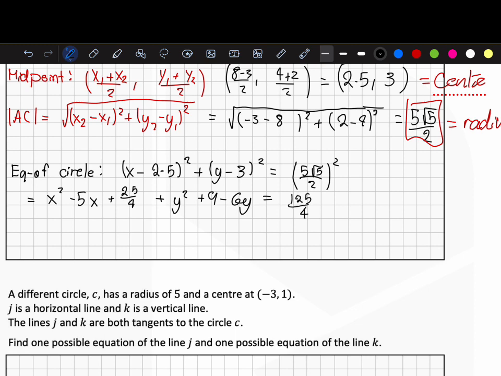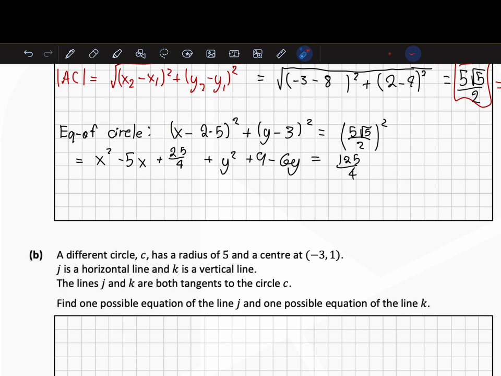It doesn't want fractions, so now we take this away from both sides and simplify it out. So this is then going to be x squared plus y squared minus 5x minus 6y. So plus 25 over 4, take away 125 over 4, well, that's just going to give you minus 25. And then if we add 9 onto it, we're left with minus 16 is equal to 0. So this right here is your answer.